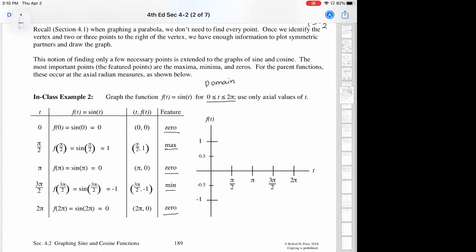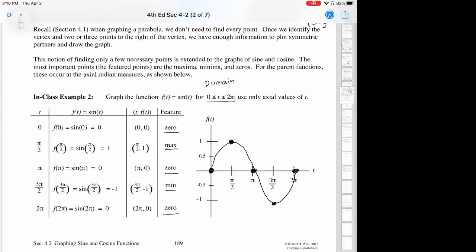So if I start at 0, I get 0, and that's 1 point. Now from there, I want to find my maximum. Maximum occurs at pi over 2. So we get a 1. We have our 0 again at pi, and our minimum at negative 1. And then at 2 pi, we have our 0 again. So we connect them. We have one period of a sine function.